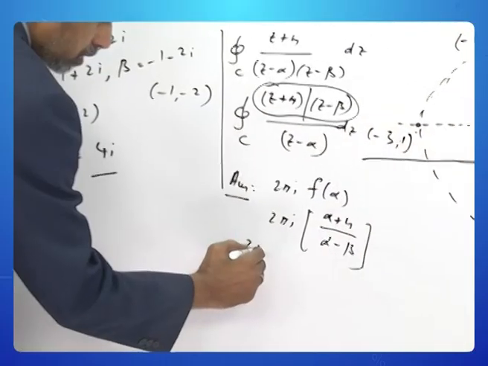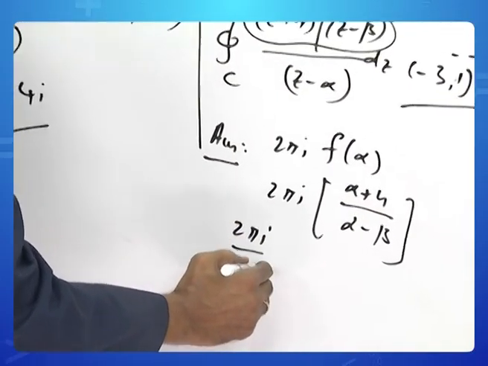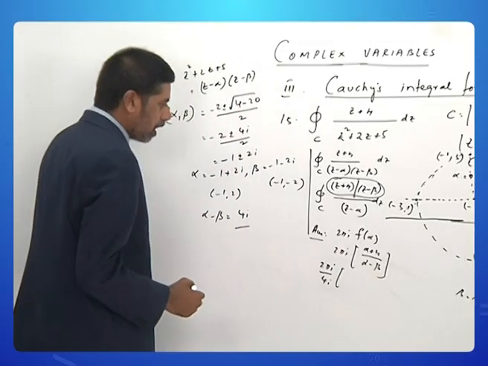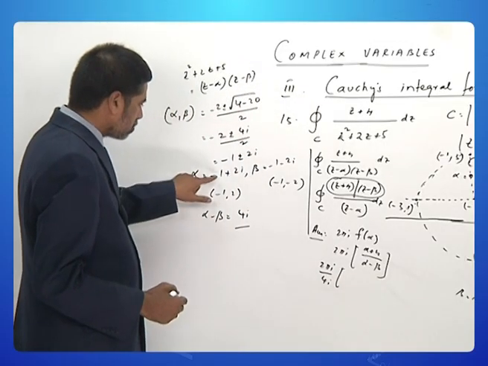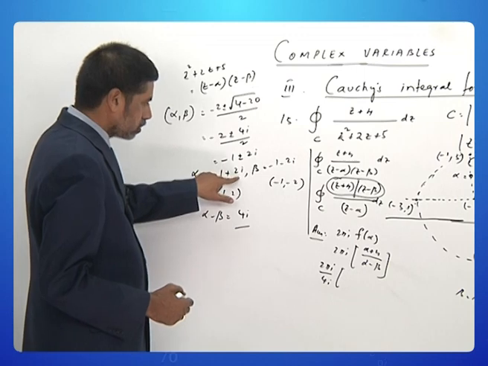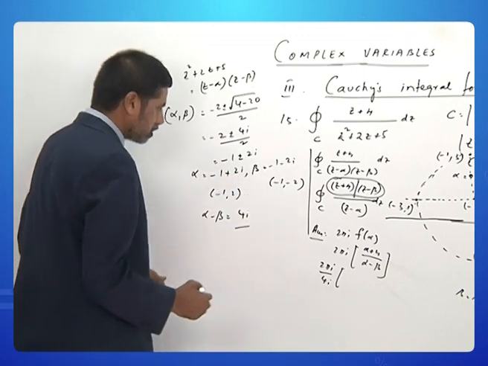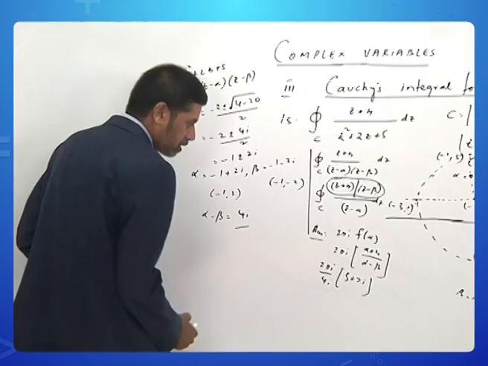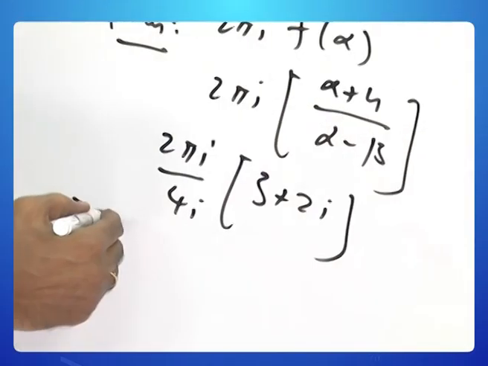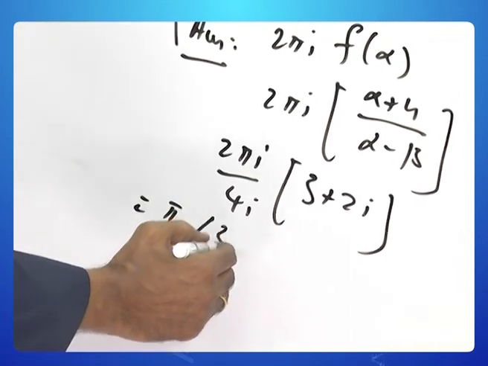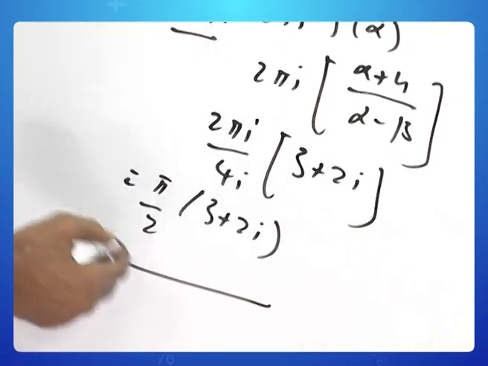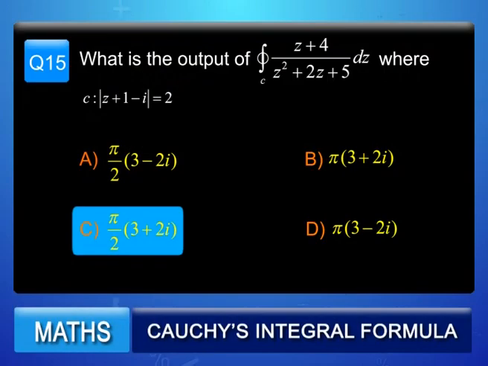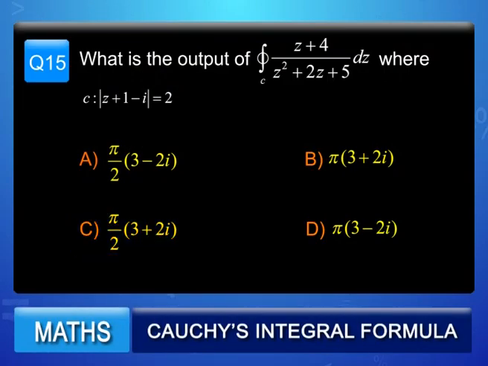So this will be 2 pi i by 4i into alpha plus 4. Alpha is -1 plus 2i. To this you add 4, you will get 3 plus 2i. So if you cancel this, you will get pi by 2 into 3 plus 2i. You can find this as option C in the list.